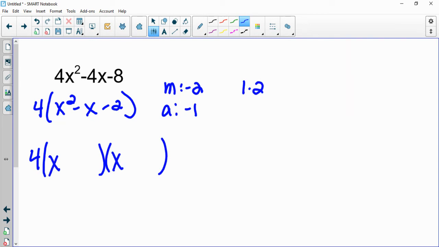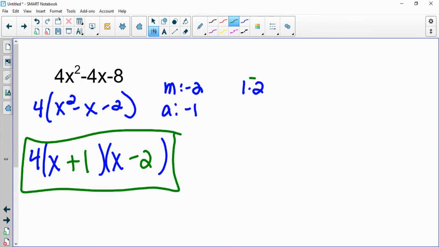Now, if we make the 1 negative, when we add those together, we would get positive 1, which is not what I want. We want a negative 1. So we're going to make the 2 negative, because a 1 plus a negative 2 is negative 1. 1 times negative 2 is negative 2. Okay, so I'm going to put a plus 1 in one of these, a minus 2 in the other one, and hooray, we're done.